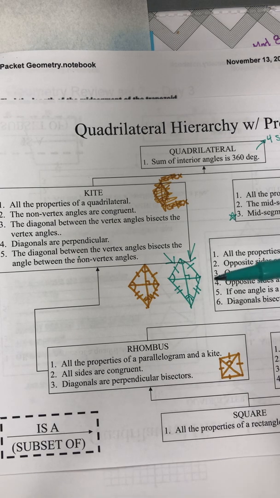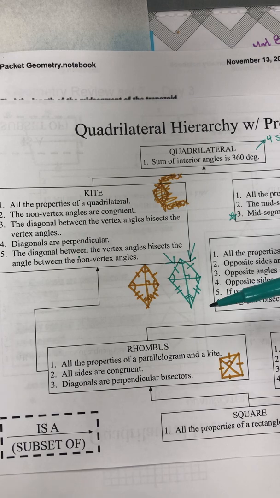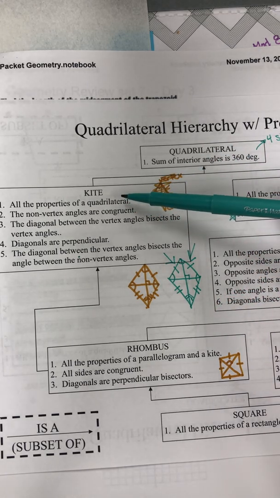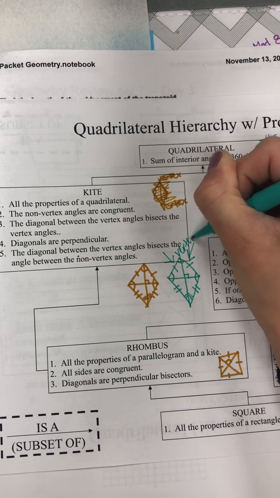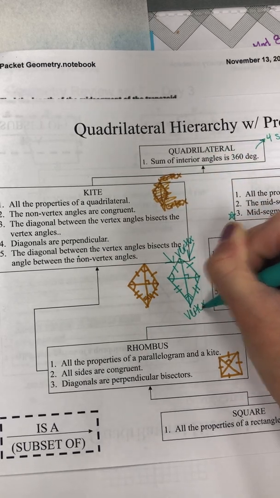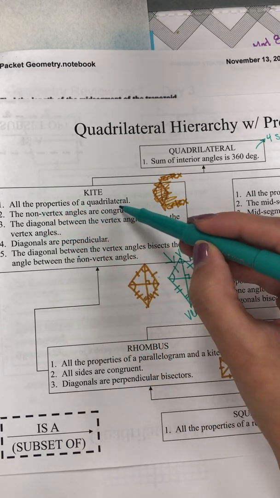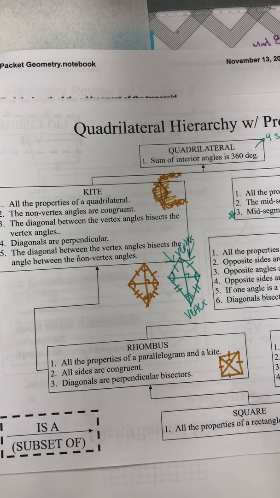Okay, so I'm gonna assume you paused the video and you got it all written down. So now what I want you to do is just make sure you have this written down and listen, because I'm gonna explain what all this means. So in your kite, the top angles and the bottom angle is called the vertex. These are the non-vertex angles. So when it says the non-vertex angles are congruent, so the angles on the sides of your kite are equal.